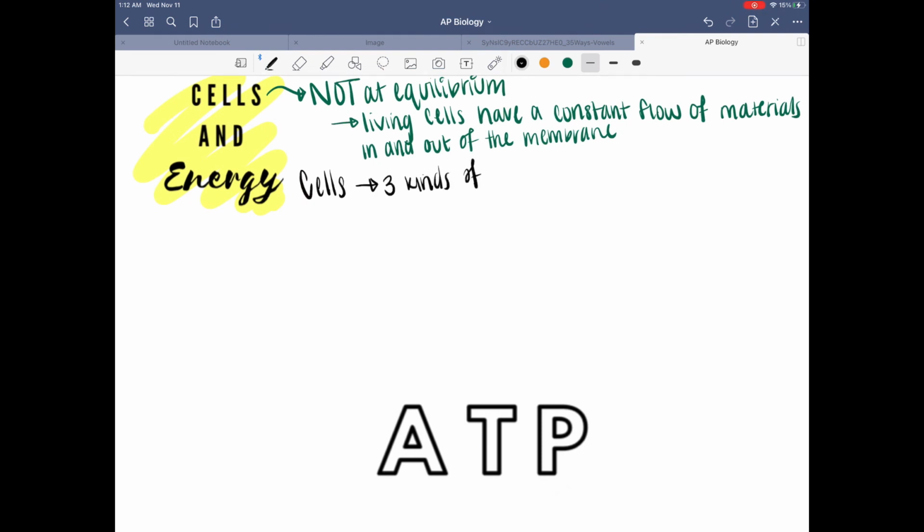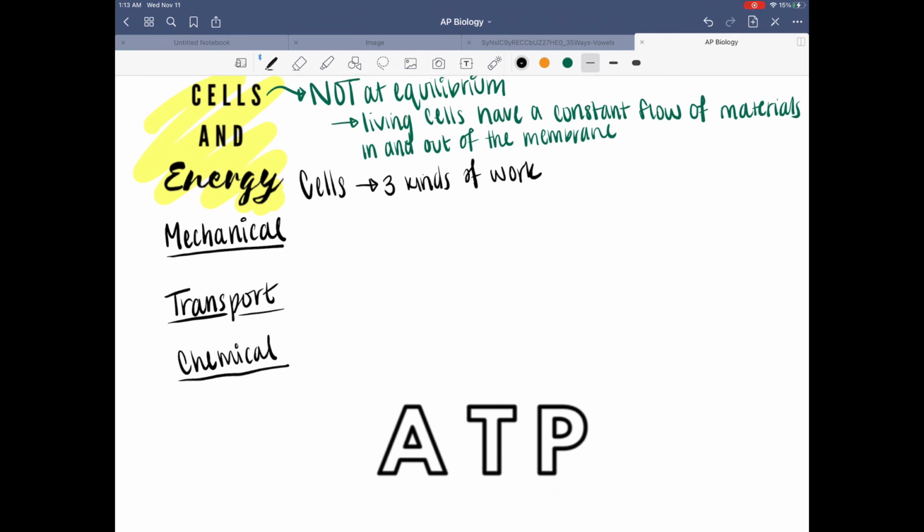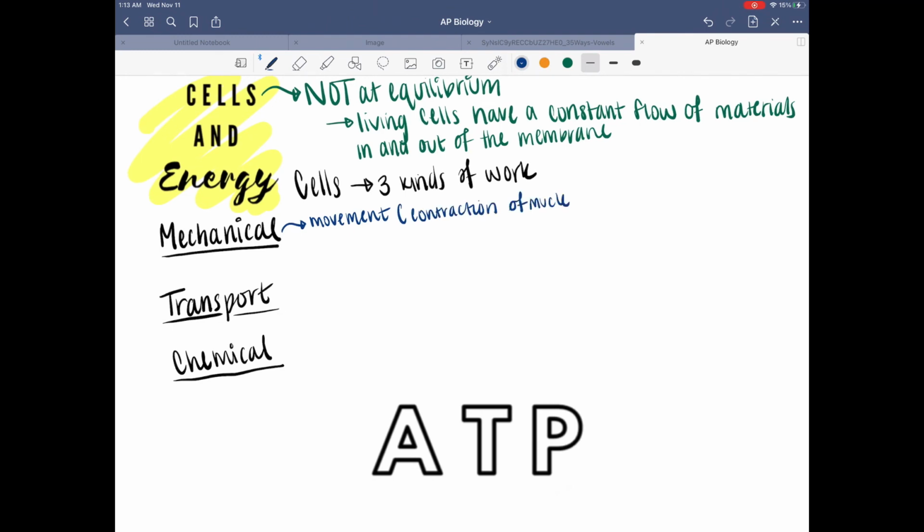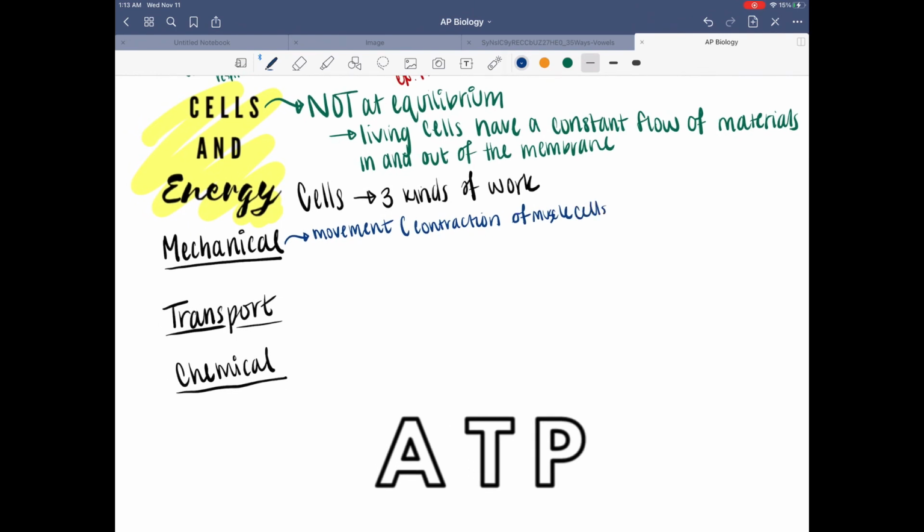All right, so our cells are going to have three kinds of functions that they're going to be doing. The three types, and you might already remember these, but we're just going to jot them down real quick so that you can look at and revise. Our three types are mechanical, transport, and chemical. Your mechanical functions are related to movement. For example, the movement of the chromosomes within the cell, the movement of the cilia to move the cell, or even the contraction of muscle cells.